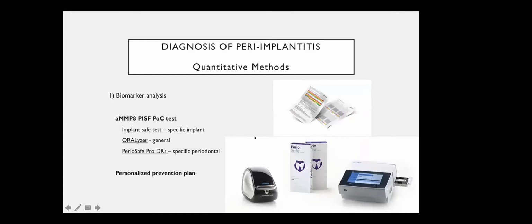So this is how it looks. This is your machine. There are 3 different types of tests. You've got the ImplantSafe test, which is specifically for implants, and you place a little strip into the pocket where the implant is. Then you've got the Oralyzer, which is more general. It's more of a screening tool to see if there's any elevated collagen breakdown in the mouth generally. And the last is specific for periodontal disease, the PerioSafe, for patients who have periodontal disease on specific teeth. And again, you just put a small litmus paper inside the pocket.